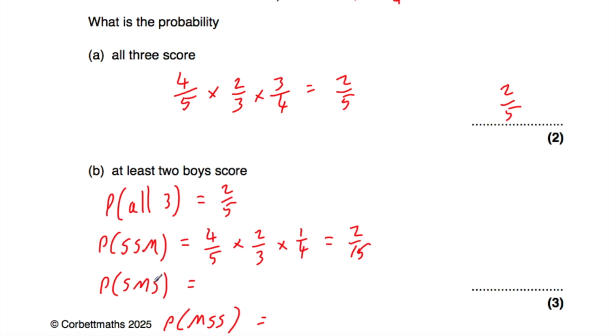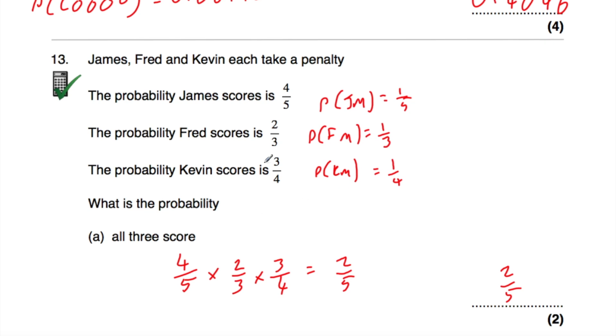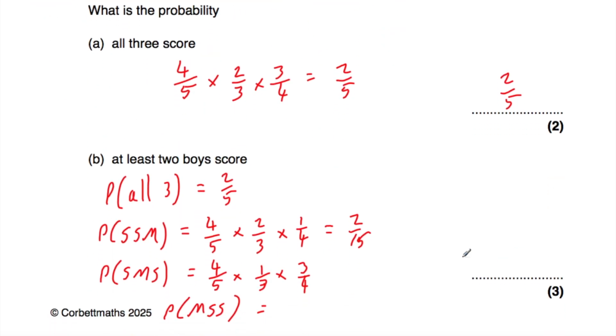Okay, score, miss, score. So score was 4/5. And then miss, well, the probability of Fred missing was 1/3, because the probability that he scores is 2/3, so the probability that he misses is 1/3, times the probability that Kevin scores is 3/4. And it's always useful to just go back up and make sure you've got the right numbers there. So score, miss, score, yeah. Okay, and then if we just times them together, that'll give us the answer there. So that would be equal to 1/5. So 1/5, whenever we multiply those together in our calculator, we'll get 1/5.